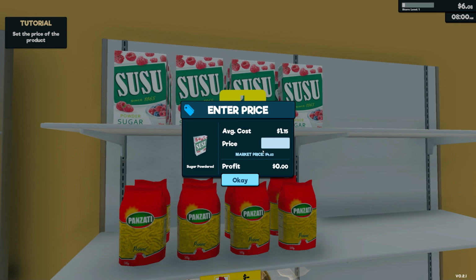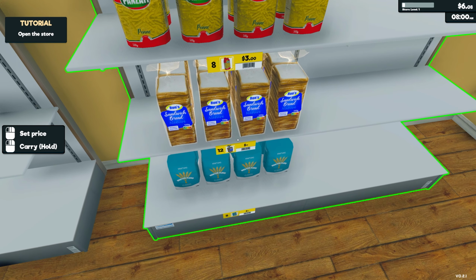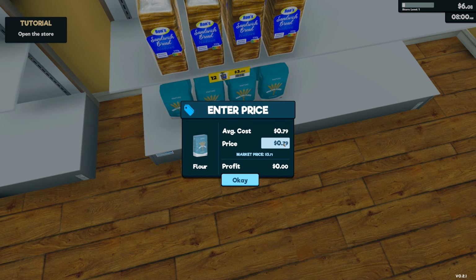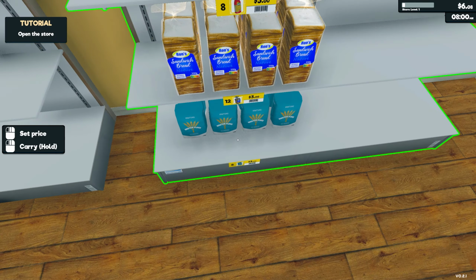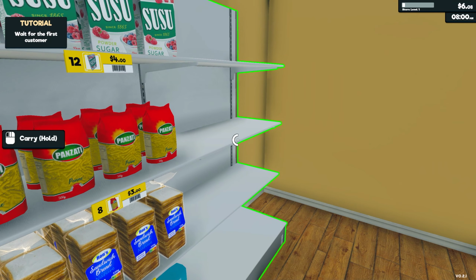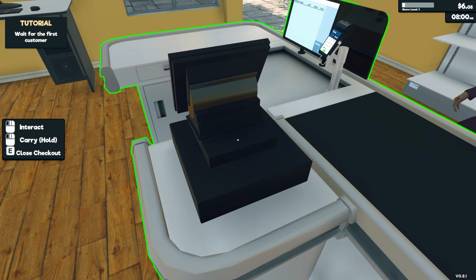Okay, let's set the prices for things. The market price is for something. We're just gonna round everything down for right now, and we're gonna do whole numbers for everything because I do not want to deal with cash, or change, I should say. So yeah, we are going to round everything down. Open store. Yeah, we can't move these shelves. Huh. I wonder if they do that so you can't mess it up like I was trying to.